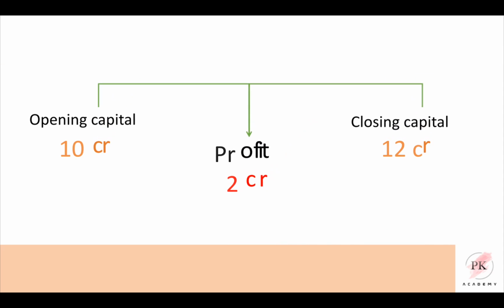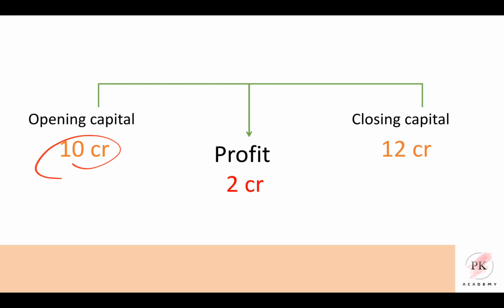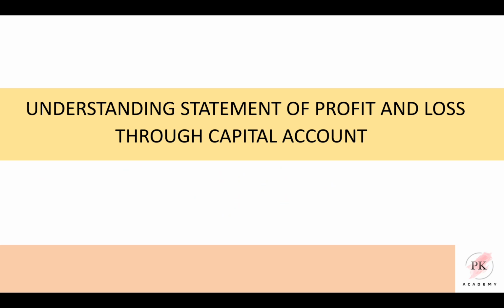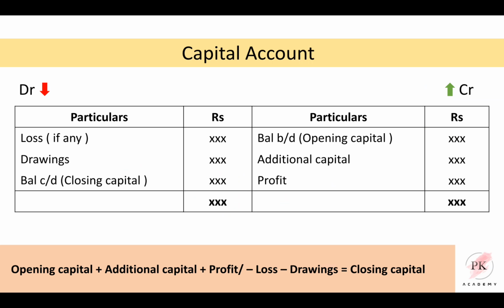For example, the opening capital is 10 crores and the closing capital is 12 crores, which means a 2 crore increase, which means 2 crores is profit. At the opening it is 10 crores, and the 2 crores profit is added and given back to the owner as 12 crores. This is the meaning. So let's understand the profit and loss account, how to calculate profit and loss through the capital account. You all know very well that whenever capital increases, this is the capital account format.